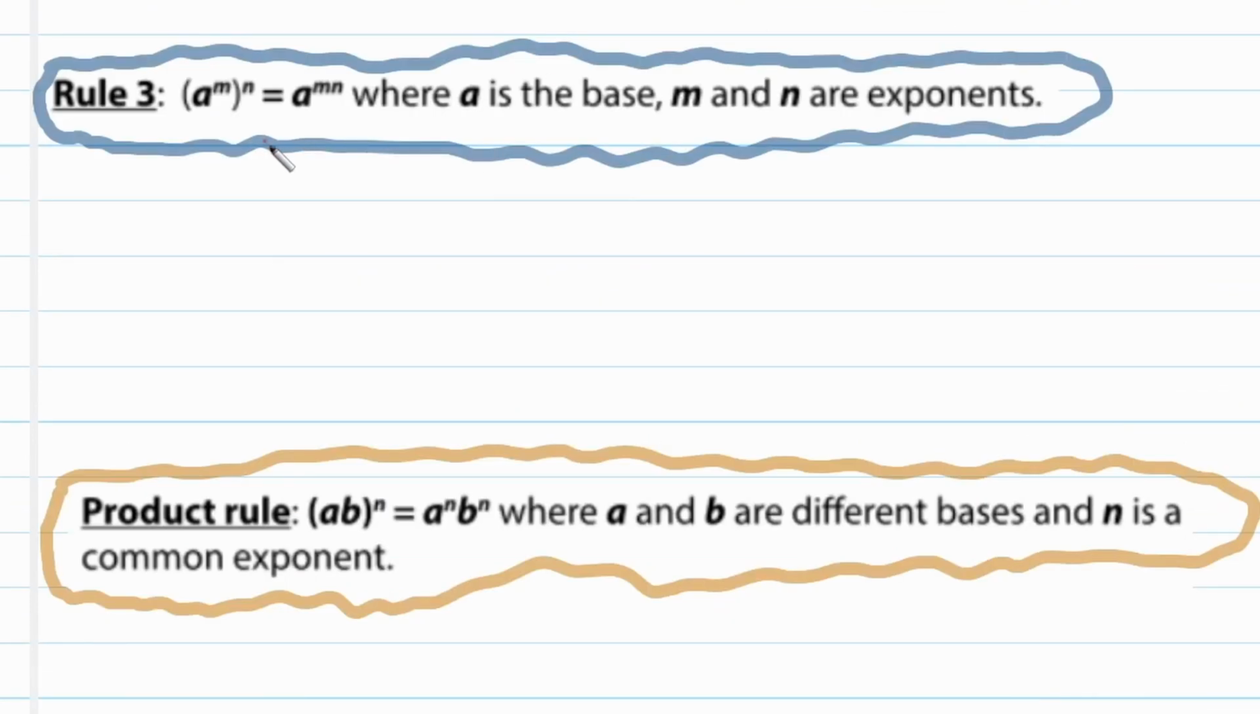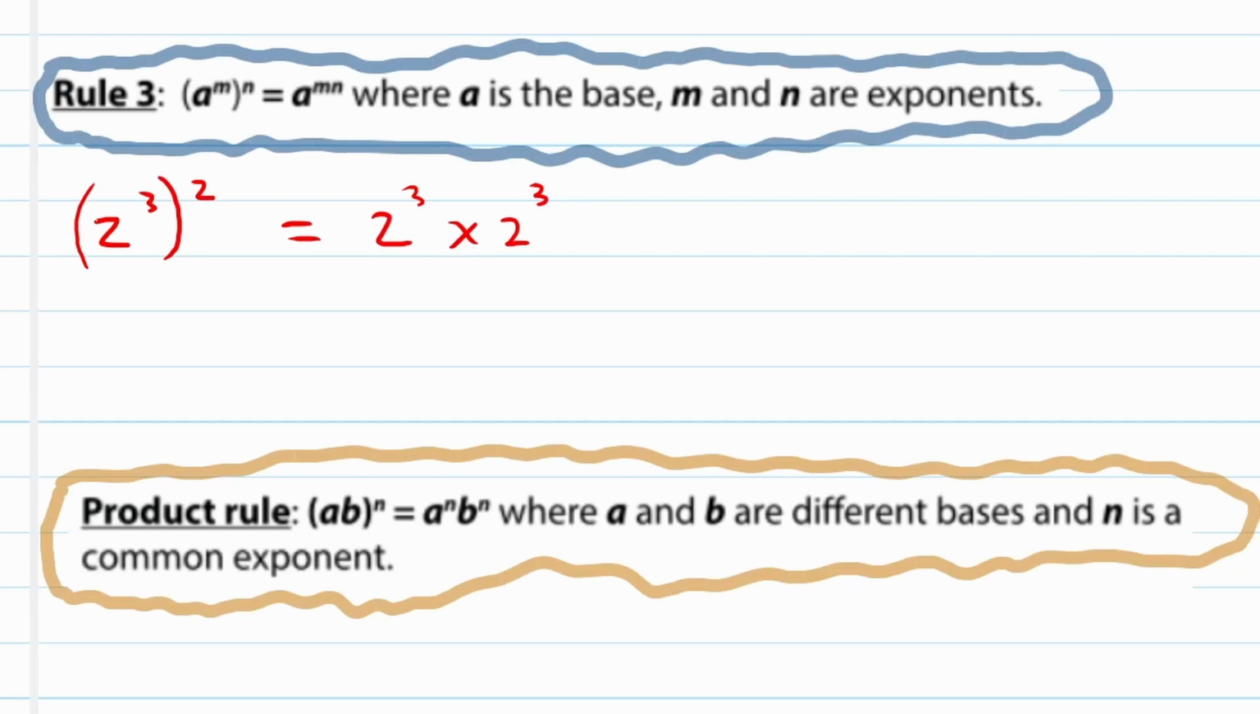Let's look at the third rule. A to the power of m and all of that in the bracket to the power of n is equal to a to the power of m times n. And that's also with exponents. Let's take a look at this. So let's say 2 to the power of 3, everything to the power of 2. And you know that if we square something, it's 2 to the power of 3 times itself, right? 2 to the power of 3.